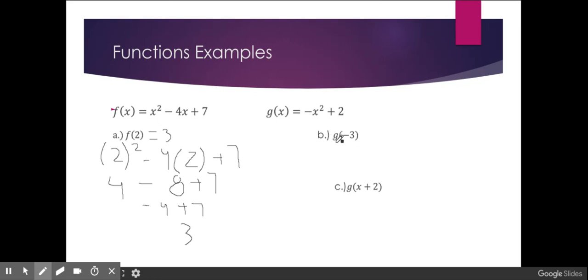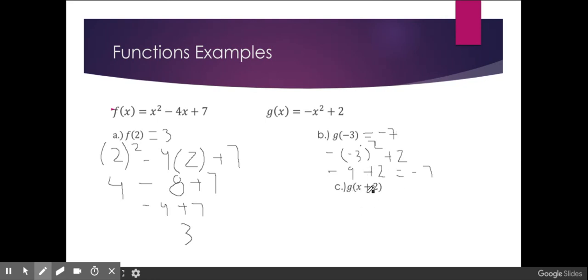Moving on to this one, now it's g of negative 3. So g is telling us we use the g function. We're going to do the same thing. Anywhere we see an x is going to become a parenthesis. And now we're going to fill in this parenthesis with what's in this parenthesis. And then we're going to simplify it using order of operations. So we have negative 3 squared is positive 9 plus 2, which gives us negative 7. So g of negative 3 equals negative 7.